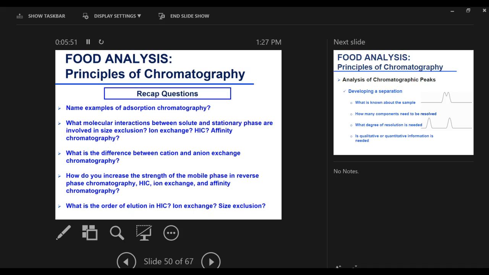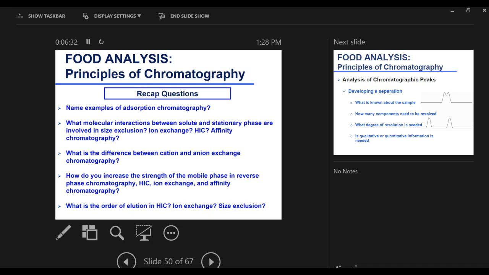Hydrophobic interaction chromatography? Yes, Sammy? Hydrophobic interactions. Okay, affinity chromatography? Affinity chromatography? What types of bonds? Okay, Regina gets +2, but not the correct answer. Anna? You don't know that? Yeah, I was thinking of like. We get +2 no matter what.